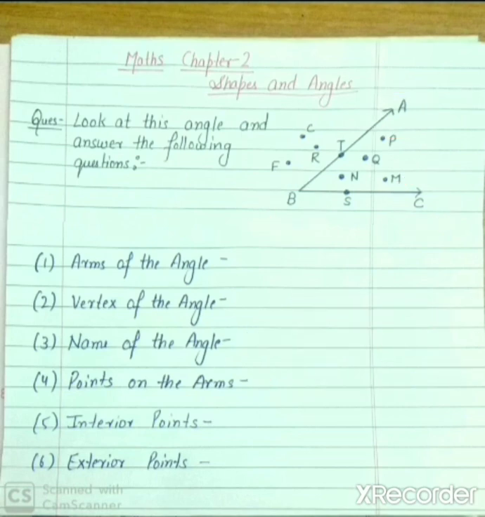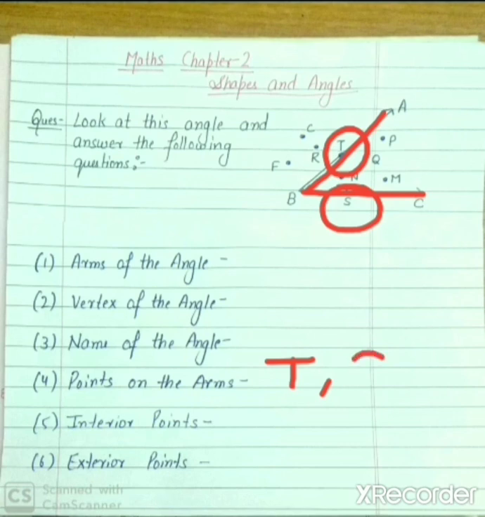Now we are moving towards the next. What are the points on the arms? Here the first arm is AB. So what point is given on the arm AB? Point T. And the other arm is BC. What point is given on the arm BC? Point S. So on arm AB, point T is given, and on arm BC, point S is given. So T and S points are given on the arms of the angle.